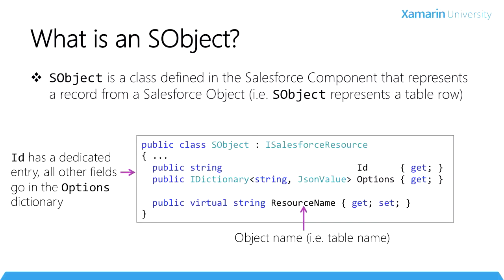ID is one of the standard fields, so it has a named property. Other fields go into a dictionary named options to keep this class generic. In other words, most other fields are object specific. For example, the account object has a number of employees field. However, that field would not exist in a custom object such as album or song. The resource name is automatically populated during queries.